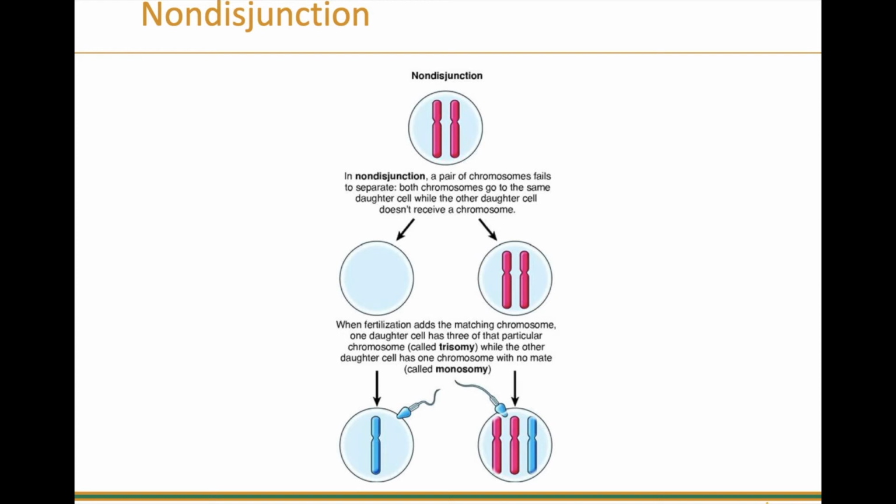So at fertilization, the cell on the left is going to have one chromosome, and the cell on the right is going to have 3 chromosomes. So non-disjunction is when a pair of chromosomes fails to separate. So one daughter cell ends up with 0 chromosomes for that pair, and one ends up with 2 chromosomes for that pair.